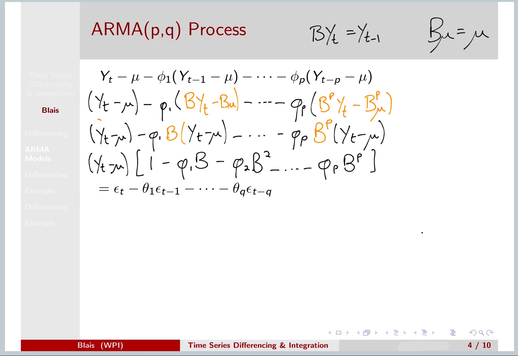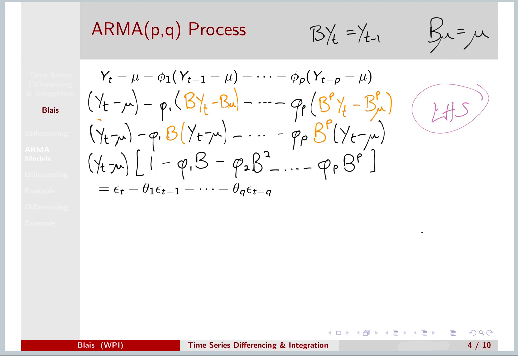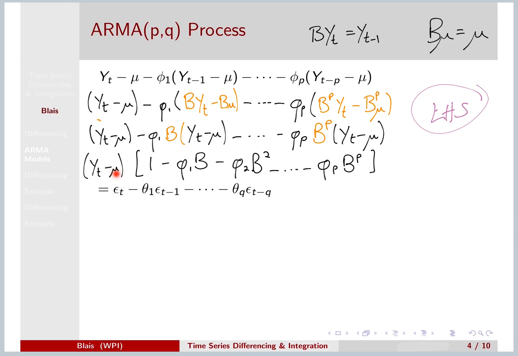So that gives us a nice way to rewrite that left-hand side of the equation that defined the ARMA(p,q) process on the previous slide. We've rewritten this left-hand side, and notice what we have here is y_t minus mu and a polynomial in the backwards operator. We can take a similar approach to the right-hand side.